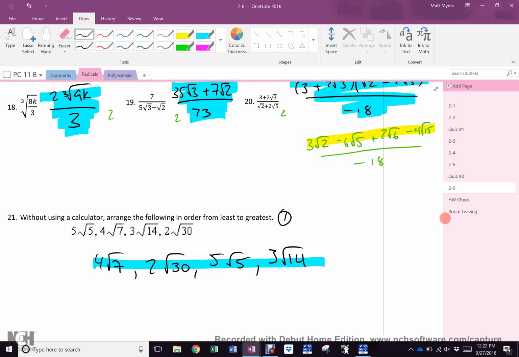Make them entire radicals, right? If that 5 is under there, that's the square root of 125. If that 4 is under there, that's the square root of 16 times 7, 112. If that 3 is under there, that's the square root of 126. If that 2 is under there, that's the square root of 120. Then it's easy to put them in order.